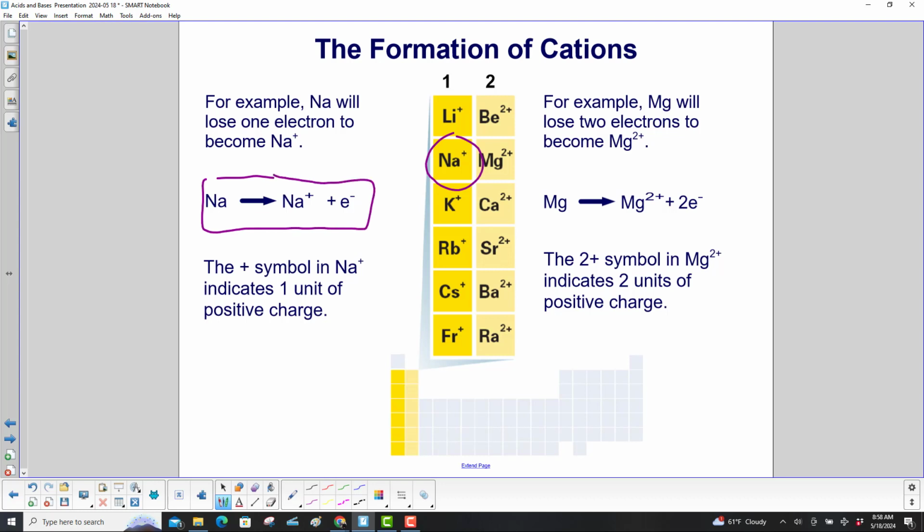For example, sodium will lose one electron to become sodium plus the electron. The plus symbol in sodium plus indicates 1 unit of positive charge. Another example, magnesium will lose 2 electrons to become magnesium 2+. And there's the equation for that. The 2+ symbol in magnesium 2+ indicates 2 units of positive charge.